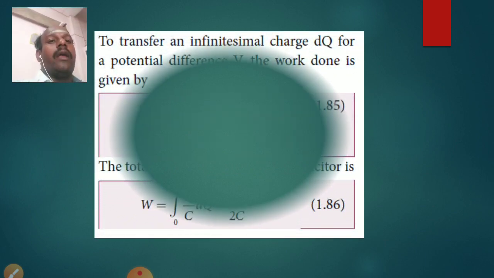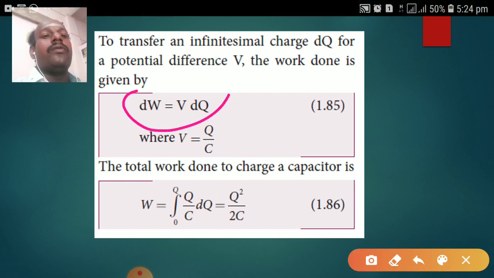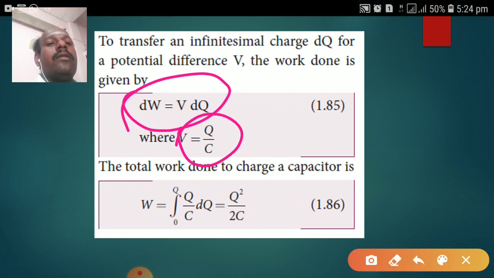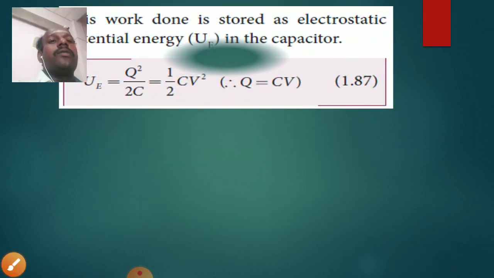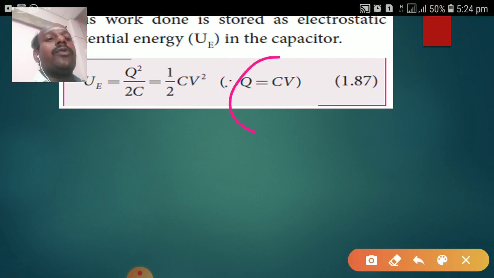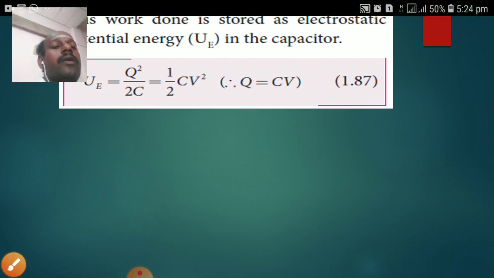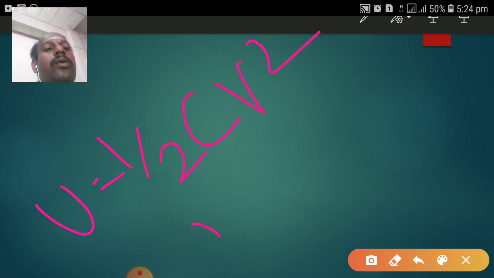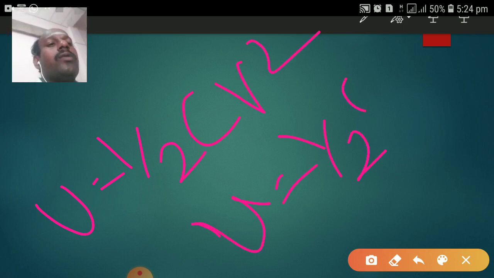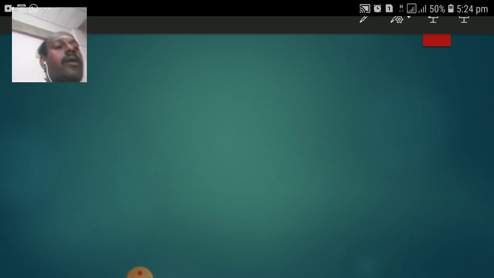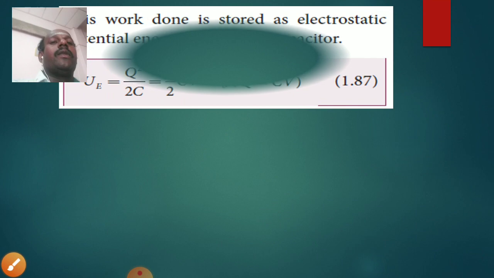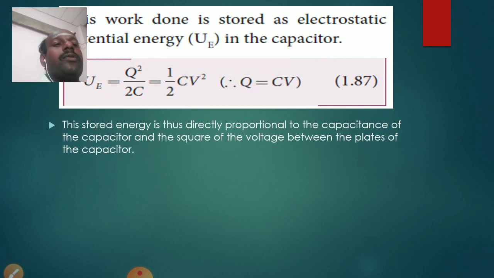For the potential energy, we know that dW is equal to V into dq, where V is equal to q by C, and when I substitute, we will have this value. That explanation we have already discussed. Once again, when I substitute q is equal to CV, I will get 1 by 2 CV squared. So U will be equal to 1 by 2 CV squared, or U will be equal to 1 by 2 q squared by C. These two expressions we can write. The stored energy is directly proportional to the capacitance and the square of the voltage between the plates.